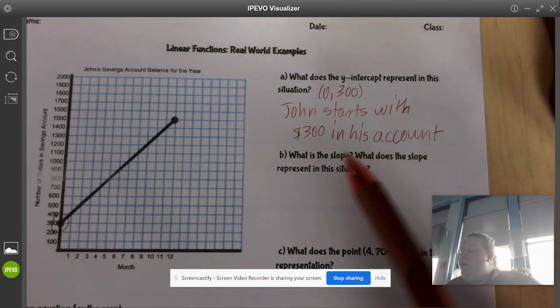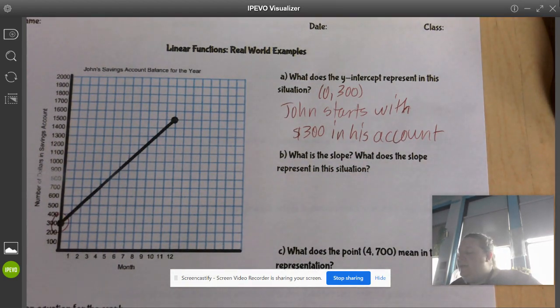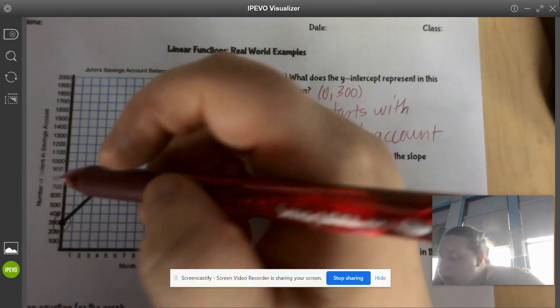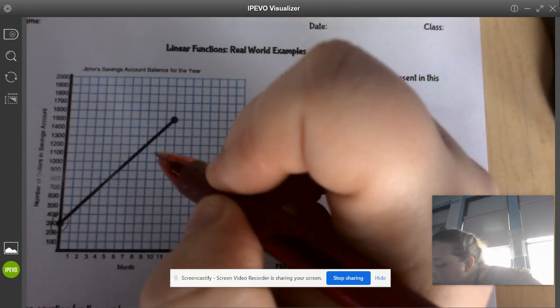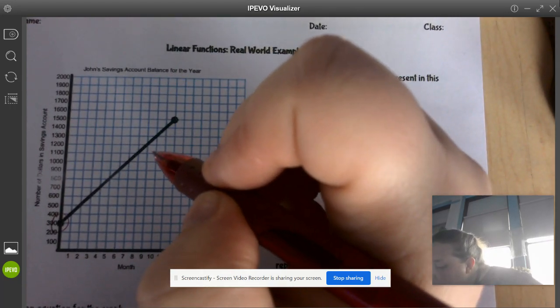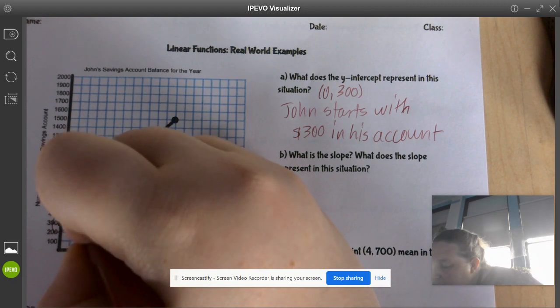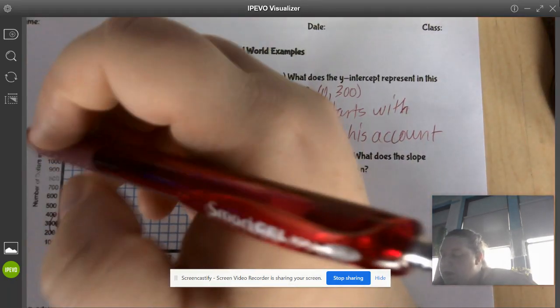Okay, what is the slope and what does it represent in this situation? So slope is always rise over run. So I can pick any point. This graph, because the line's a little thicker, is a little harder to read. I'm going to go with this point right here.